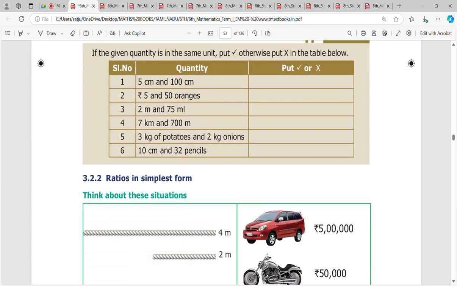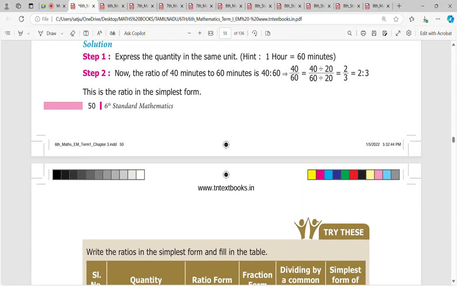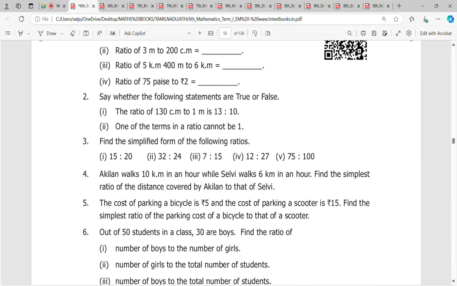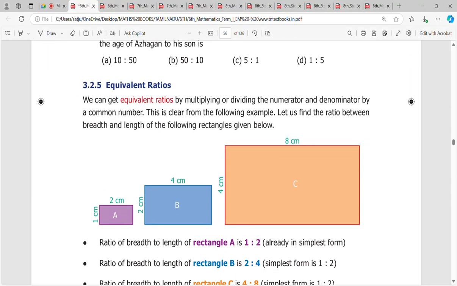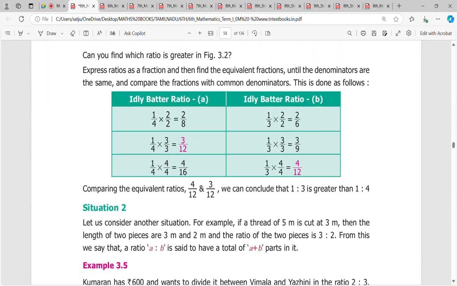Okay. So next here, these are not required. If proportion is there, fine. So this equivalent and all not required. Okay.